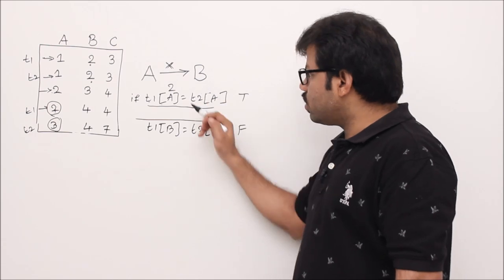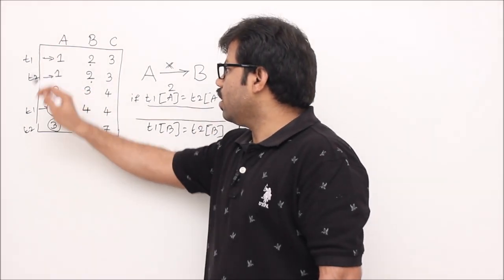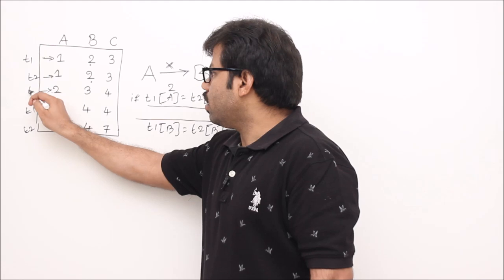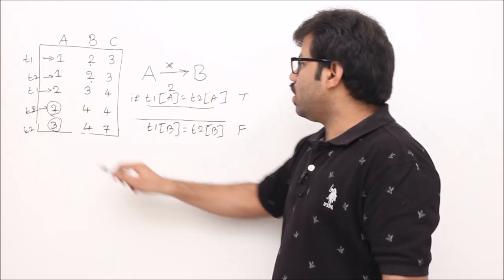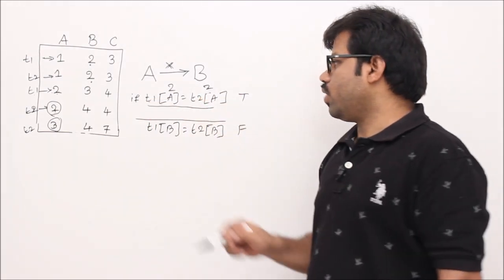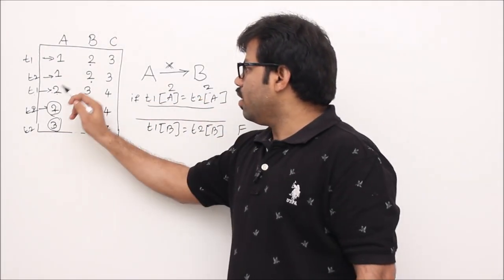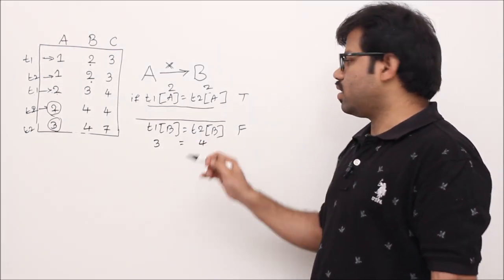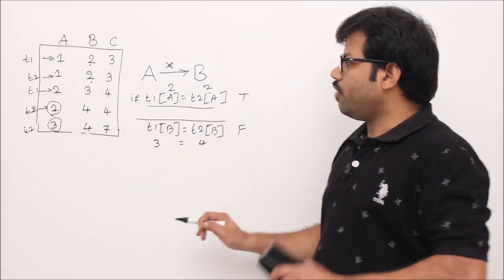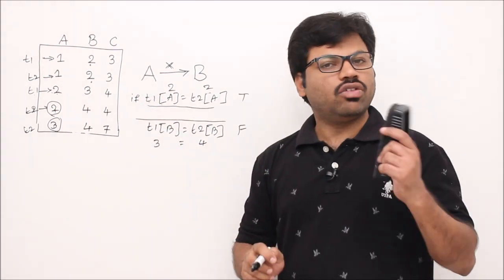So how to violate this rule? Here I can violate it, you see. This is tuple 1, this is tuple 2, right? Tuple 1 of A is 2. Tuple 2 of A is 2. 2 equal to 2, yes. But tuple 1 of B is 3 and tuple 2 of B is 4. 3 equal to 4 is false. That's it. So that's why finally A determines B is absolutely false.